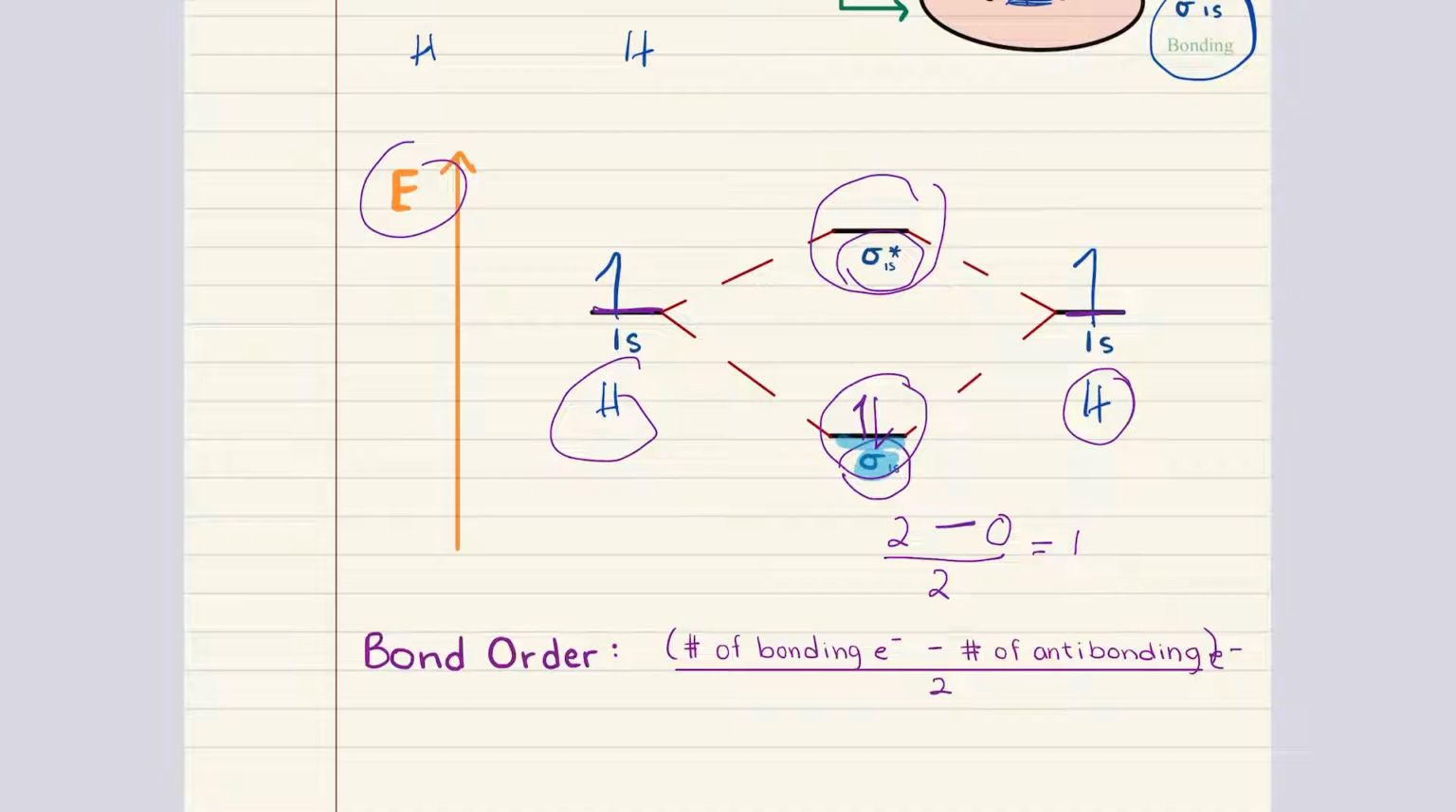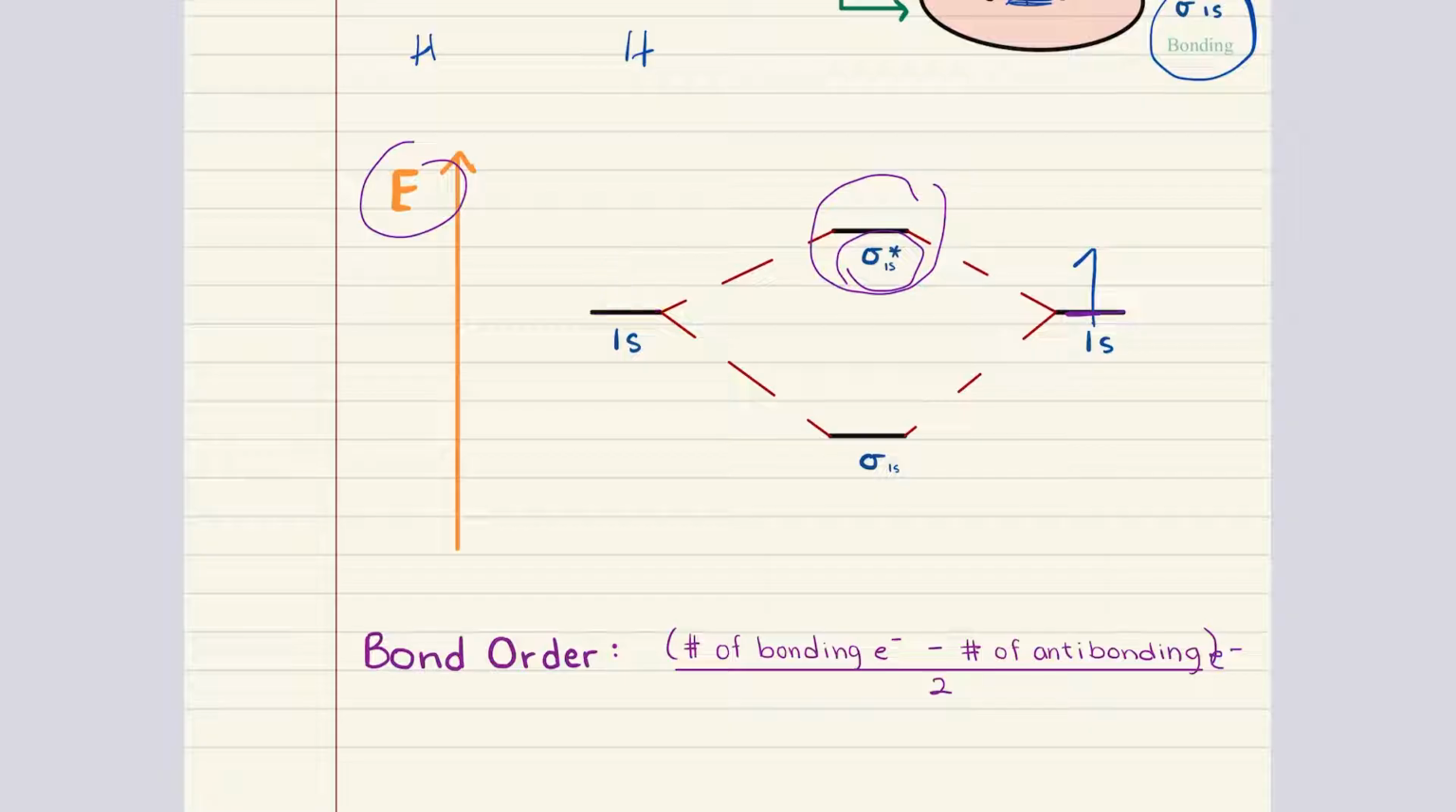So the bond order for dihydrogen is 1. And that means dihydrogen forms a single bond. And this is exactly what we expect from Lewis structures. This confirms that dihydrogen is a stable molecule.